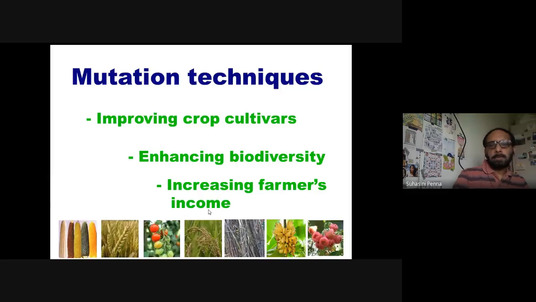And increasing farmers' income, I'll try to give you a few examples when we go to the further slides, how it has generated a lot of income for different countries, and it has helped the farmers in many of these countries.